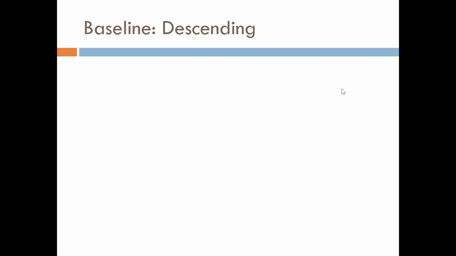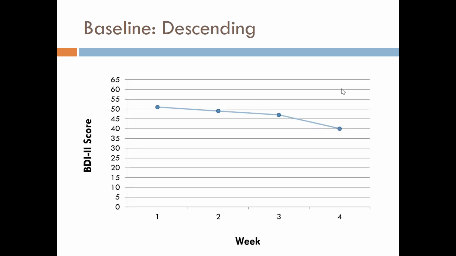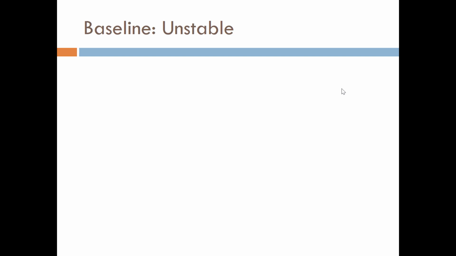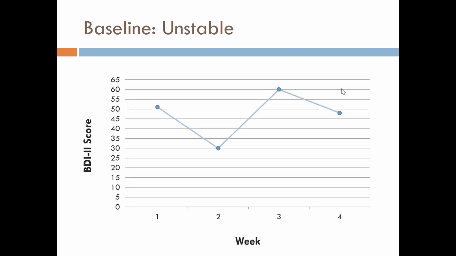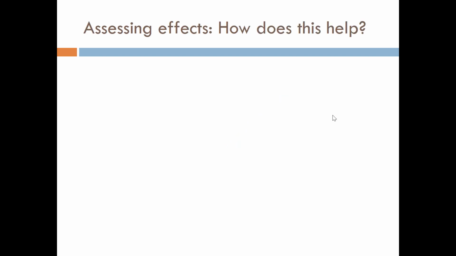In terms of descending, it's the opposite, where the scores are getting better, because the lower the score, the lower the depression. So it's a little harder to interpret whether they're getting better on their own. Unstable is all over the place, and it makes us wonder, what happened here? The client got so much better and then so much worse, all over the course of 3 weeks. So what do we do with that information? How does this help us?